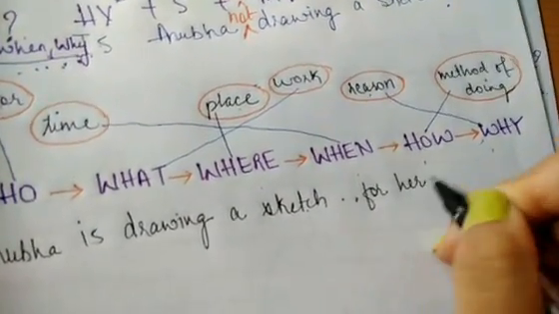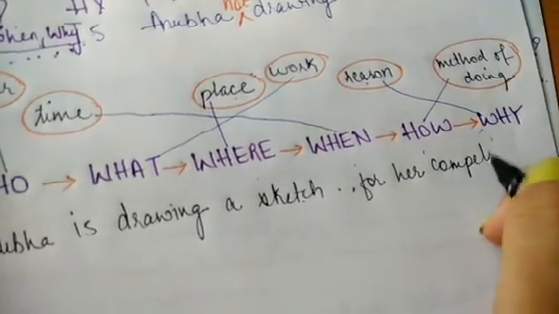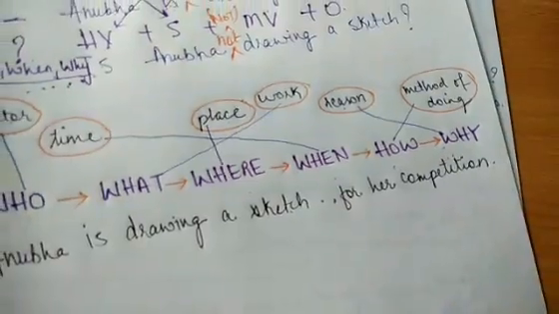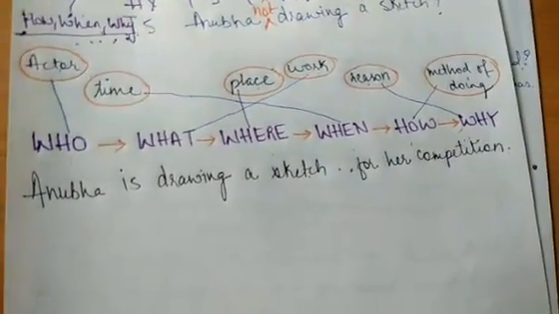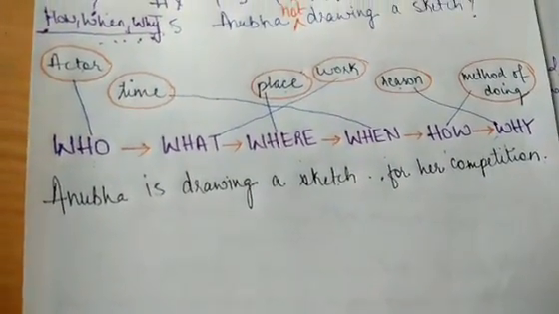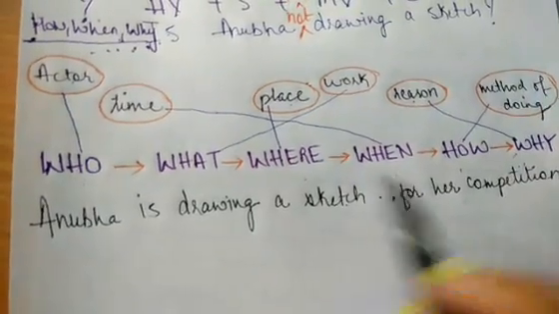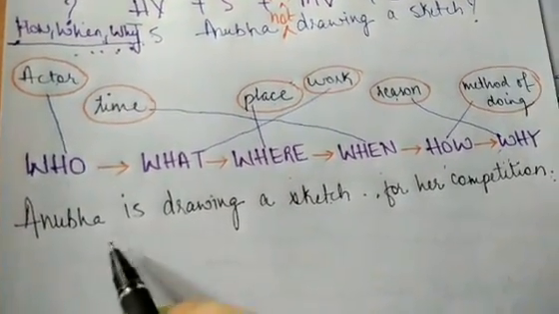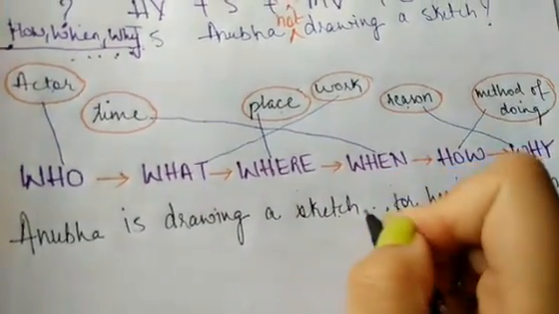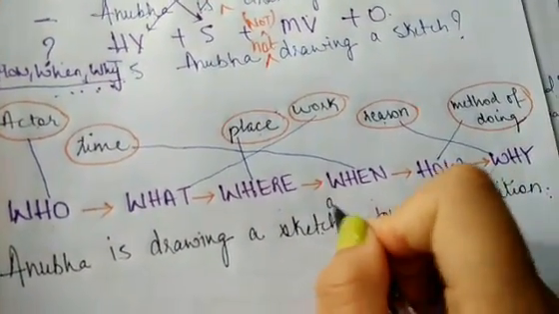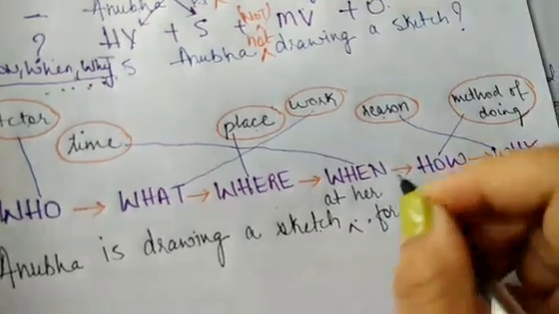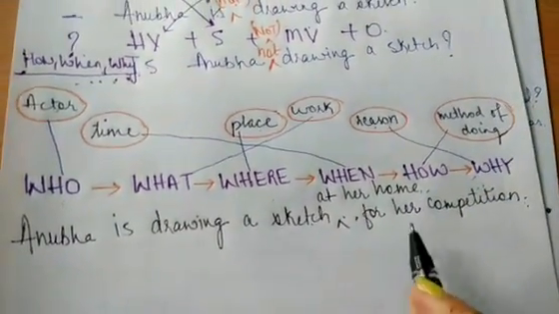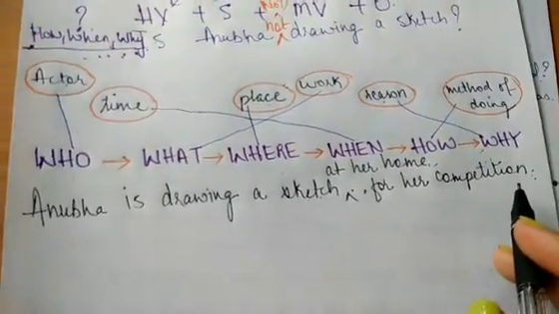for her competition. Now if I want to add the place, I'll not add it after this. The sequence it will follow is: Anubha is drawing a sketch at her home for her competition.